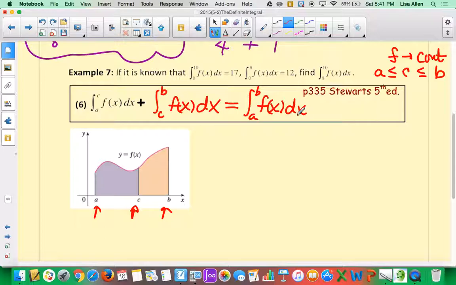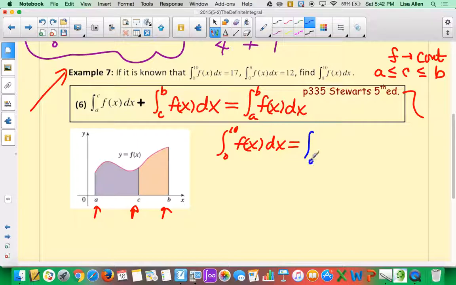This is on page 335, the complete rule with all the conditional notation, in Stewart's 5th edition. So we take our example 7 and say it's known that the integral from 0 to 10 of f of x dx is equal to the integral from 0 to 8 of f of x dx plus the integral from 8 to 10 of f of x dx.